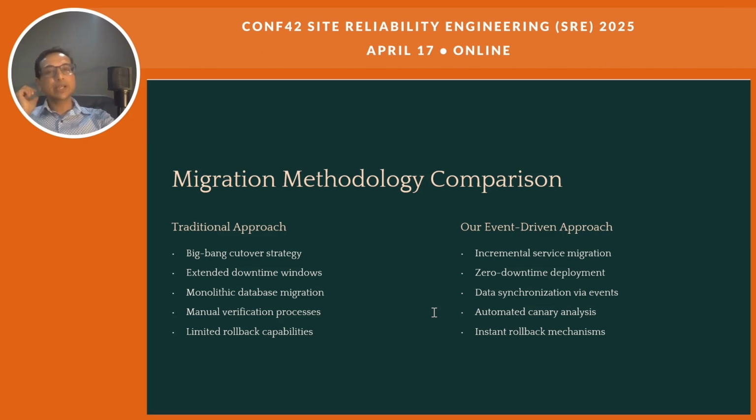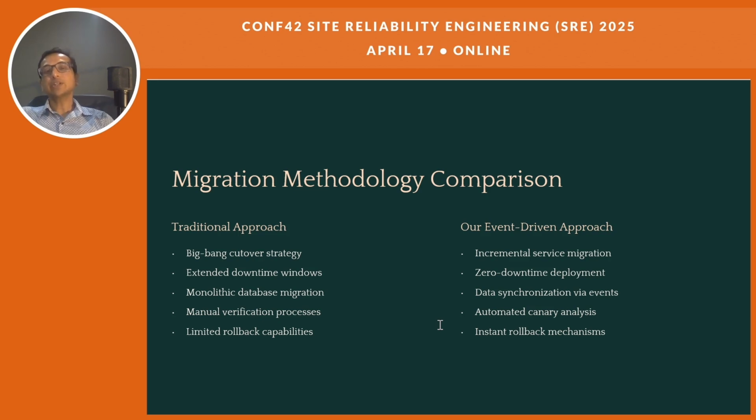On the other hand, the event-driven approach prioritizes incremental service migration, enabling zero downtime deployment and ensuring system availability throughout the transition. It features data synchronization powered by events, automated canary analysis for gradual testing, and instant rollback mechanisms. This methodology aligns with our SRE principles and delivers the required results. By adopting this event-driven migration strategy, organizations can minimize risk, maintain uptime, and achieve a more scalable and reliable architecture.